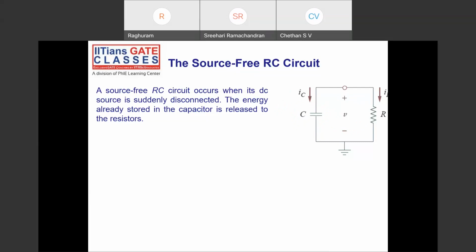Okay, let's apply the current division rule here. IC plus IR is equal to 0. What is IC? C dV by dt. Plus what is IR? V by R, is equal to 0. So C dV by dt plus V by R is equal to 0.